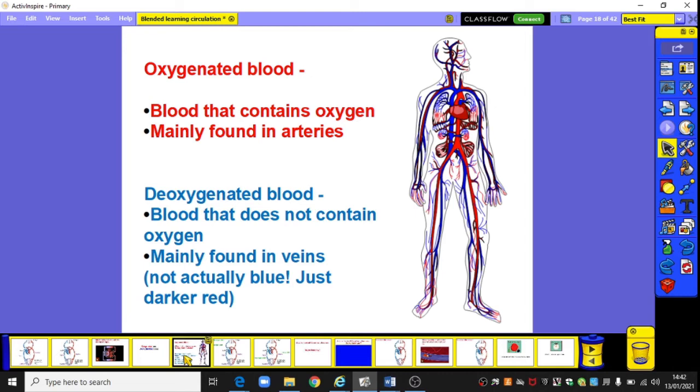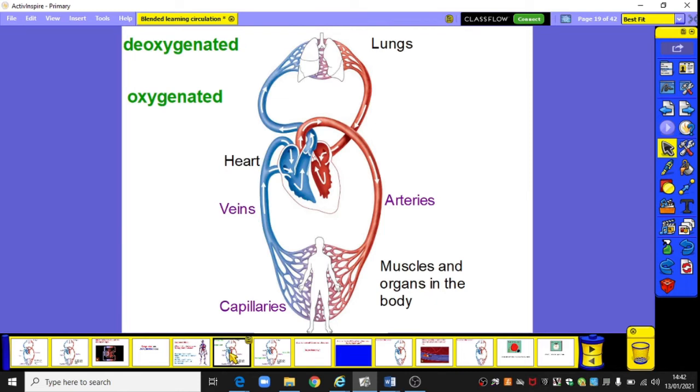So your next very quick task, your job is to go back to your diagram and add on the labels deoxygenated and oxygenated blood so that we can see about where it is in the body. You might want to put it in more than one place. Pause the video and have a go at doing that yourself.